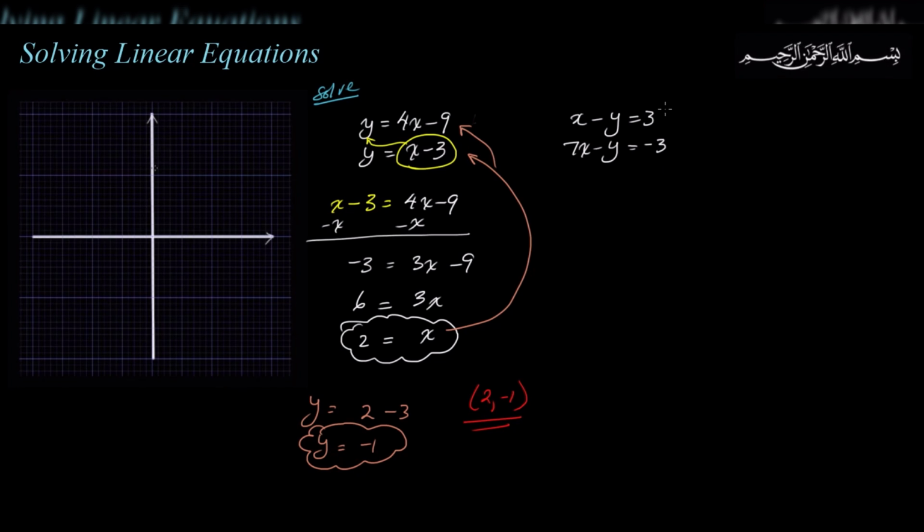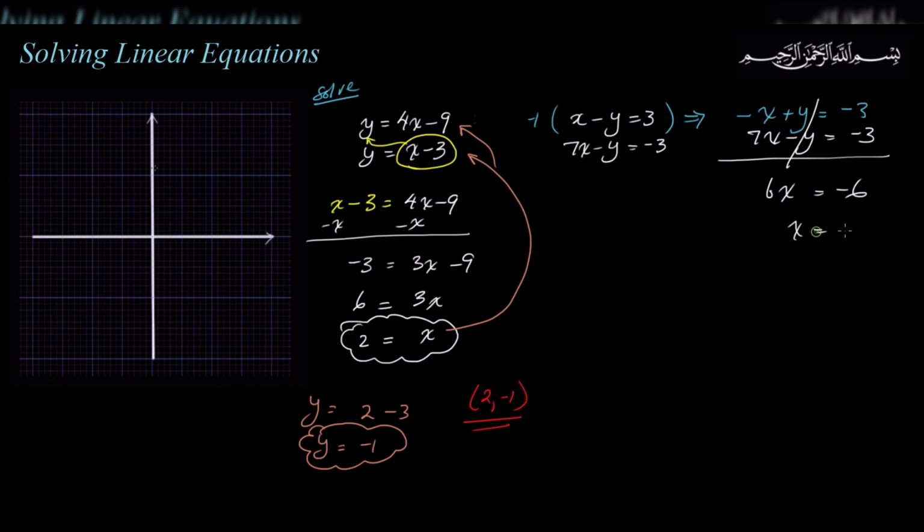So if I multiply this whole equation by -1, this thing becomes minus x plus y is equal to -3. You have to multiply every single term, okay? And then the bottom equation can remain the same. 7x minus y is equal to -3, like this. Now I can add them together, okay? So this will give me 6x. These are eliminated, and I have -6 over here. Add them together. x is equal to -1.